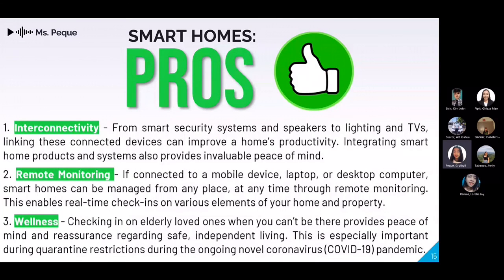Pros. Interconnectivity. From smart security system and speaker to lighting and TVs, linking these connected devices can improve a home productivity. Integrating smart home products and systems also provides invaluable peace of mind.